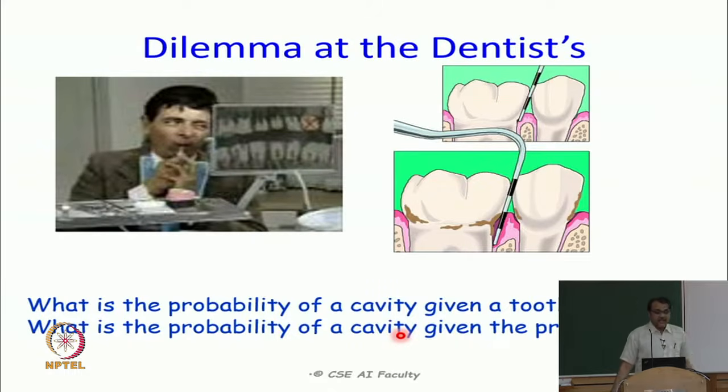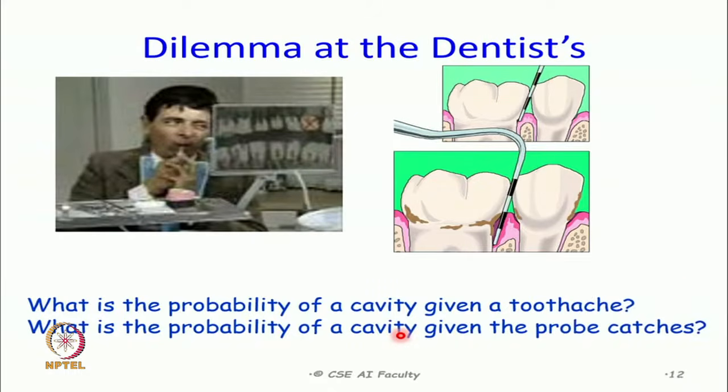Our dilemma is that Mr. Bean is going to the dentist's office and he feels that he has toothache, so he might have cavity. The dentist may probe something in his teeth and then put it to test, and we say that the probe catches if that particular probe has found some microorganisms or something like that.